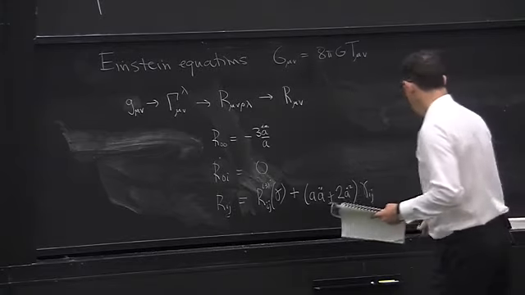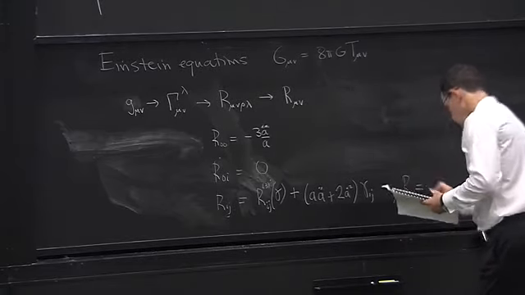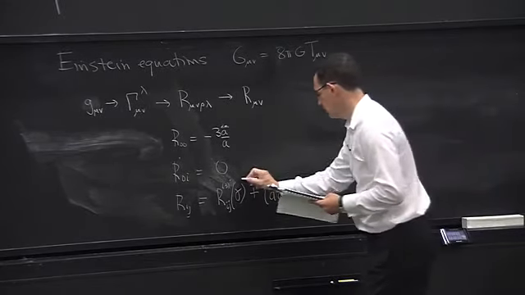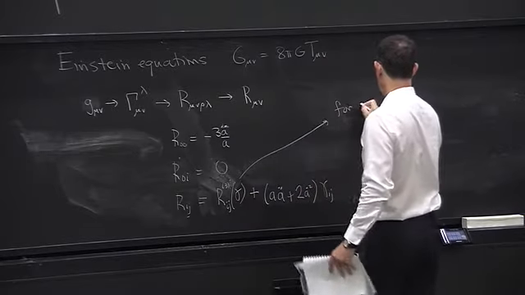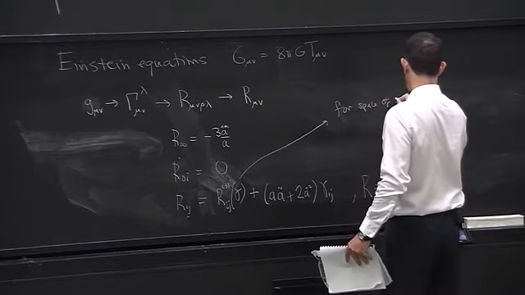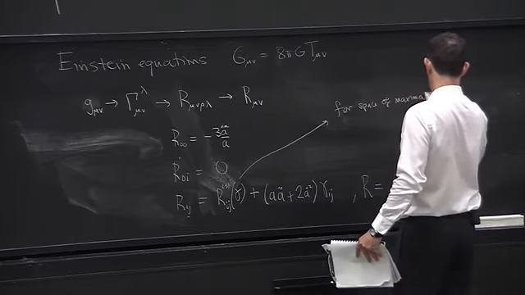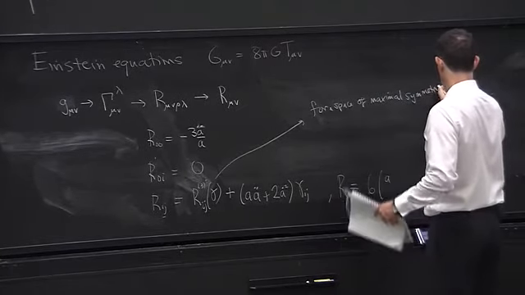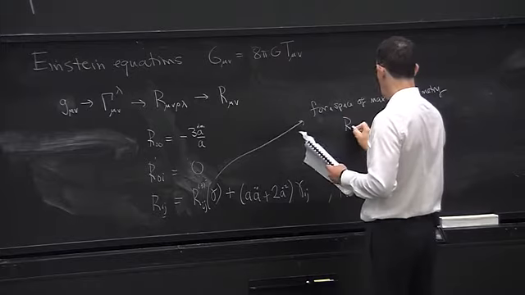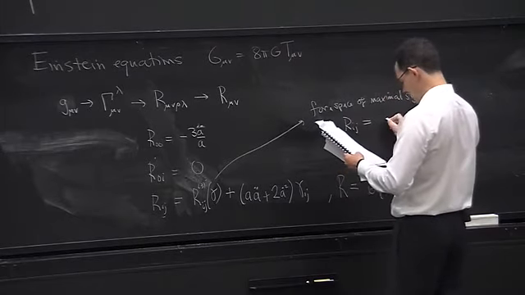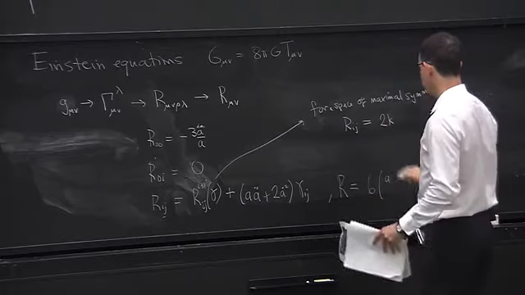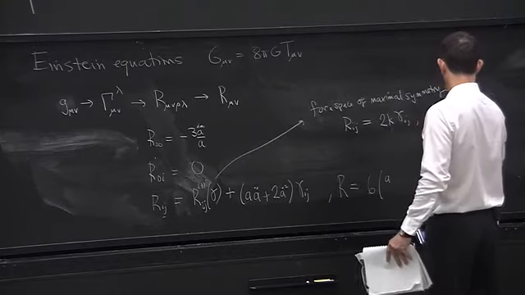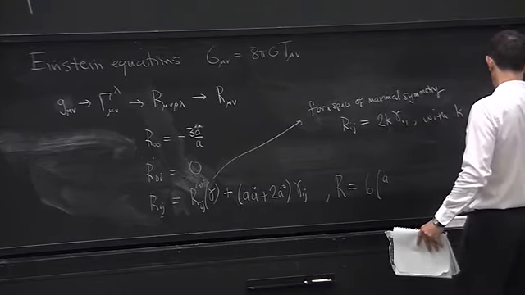And finally, the Ricci scalar is 6. I should say something about this. For a space of maximal symmetry, we always have that the Ricci tensor is equal to some constant, which we'll define to be 2k times gamma ij, with k a constant.